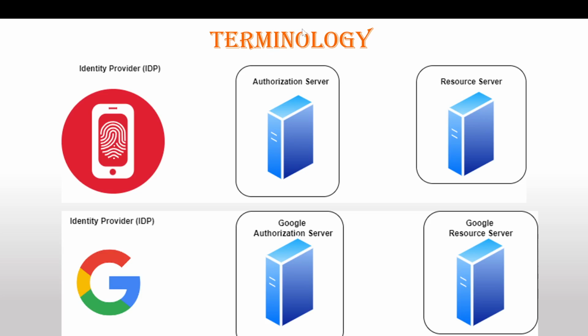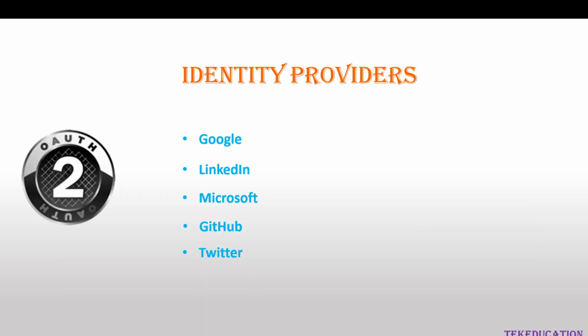If you see here, Google is one of the identity service providers, and it will have an authorization server and the resource server. There are a lot of identity providers. Some of the important providers which are most commonly used are Microsoft, Google, LinkedIn, GitHub, Twitter, etc.